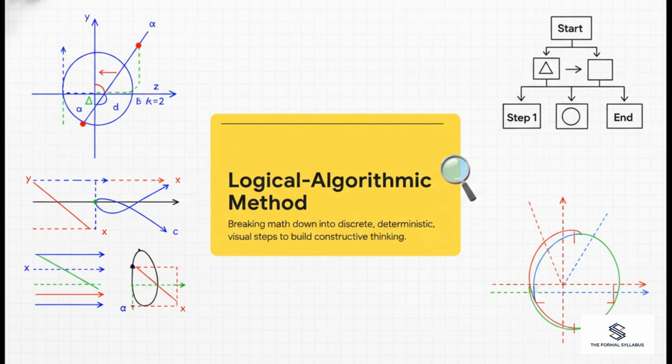Think of this as a literal superpower cheat code. It completely transforms math into a sequence of easy, highly visual steps. By breaking these massive, complex problems down into discrete, deterministic actions, we completely eliminate the guesswork. We're talking about building actual constructive thinking here, not just plugging in numbers.